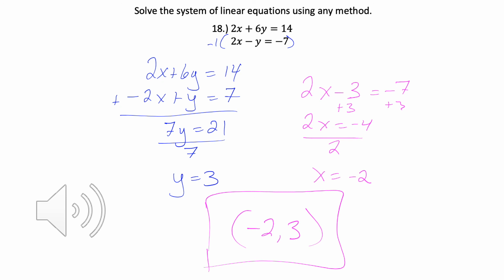A system of linear equations is going to have an ordered pair as a solution. So our solution is (-2, 3). This could also be done using elimination or graphing if you so choose.